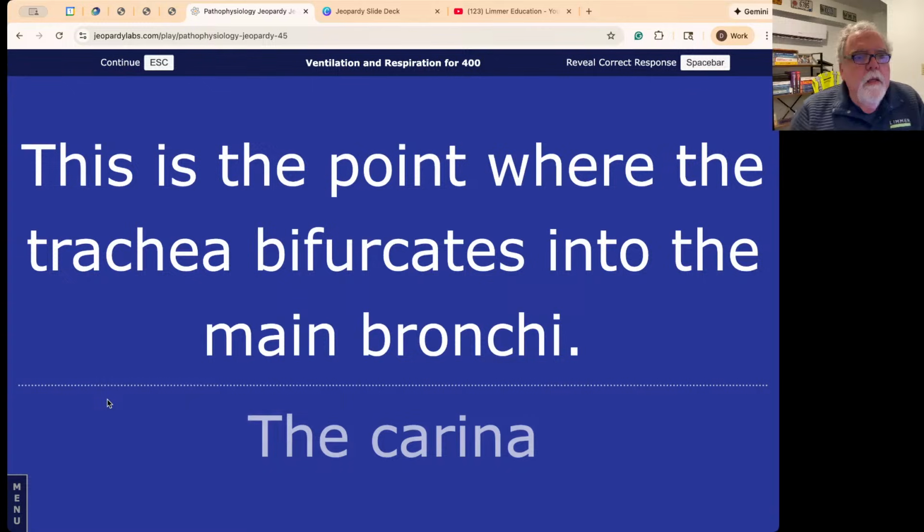The carina is the spot where the trachea bifurcates. For our advanced people, if you go too far, that tube's going to hang a right, and that's where it's going to do it, at the carina, the spot where the trachea bifurcates.